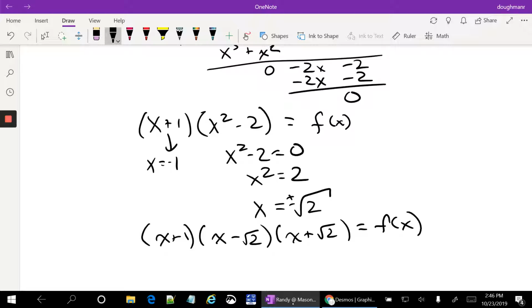And from that, I now know that my zeros are -1, root 2, and negative root 2.